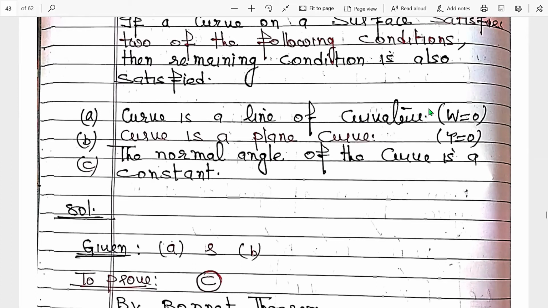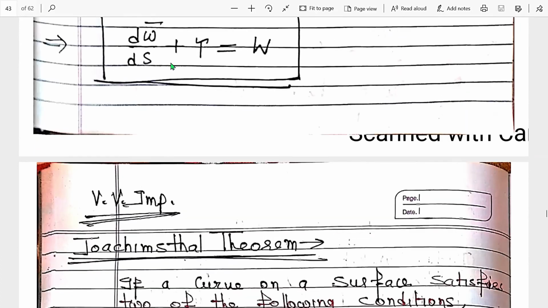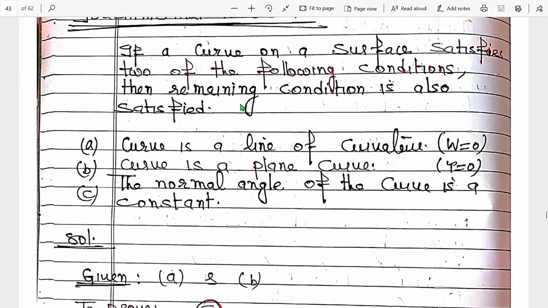So you should know that if the curve is a line of curvature, in that case capital W is equal to 0, and if the curve is a plane curve, then tau is equal to 0. And the third property is that the normal angle of the curve is a constant. Normal angle means small w bar, right? So basically it is the application of Bonnet theorem that we discussed here. The given statement is, if any two parts A, B, C are given, then the third part is also true.